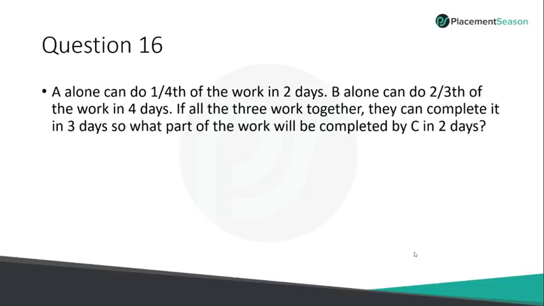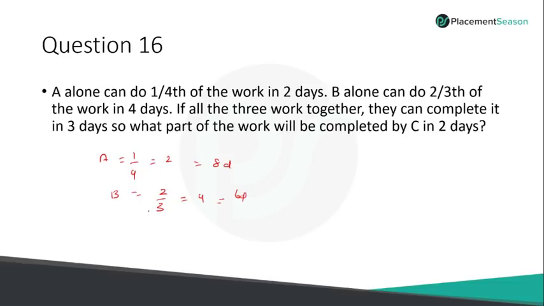Next one. One more time and work problem. Read the problem. A alone can do 1/4 of the work in 2 days. It means 1/4. When you see the fraction, 1/4 in 2 days. So 1 work in 2 days, 4 work in 8 days. Correct? This is A. B: 2/3 of a work in 4 days. So it means 2 works in 4 days. So 1 work in 2 days, 3 work in 6 days.